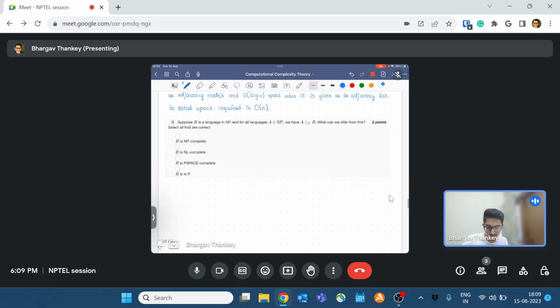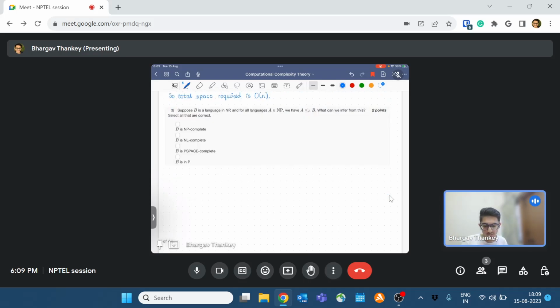Okay, so let's look at the next problem. Suppose B is a language in NP, and for all languages A in NP, we have that A reduces to B in log space. Then what can we infer from this? Select all that are correct. B is NP complete, B is NL complete, B is PSPACE complete, and B is in NP. So which of these are correct? Clearly option B is correct according to the definition, that B is NL complete.